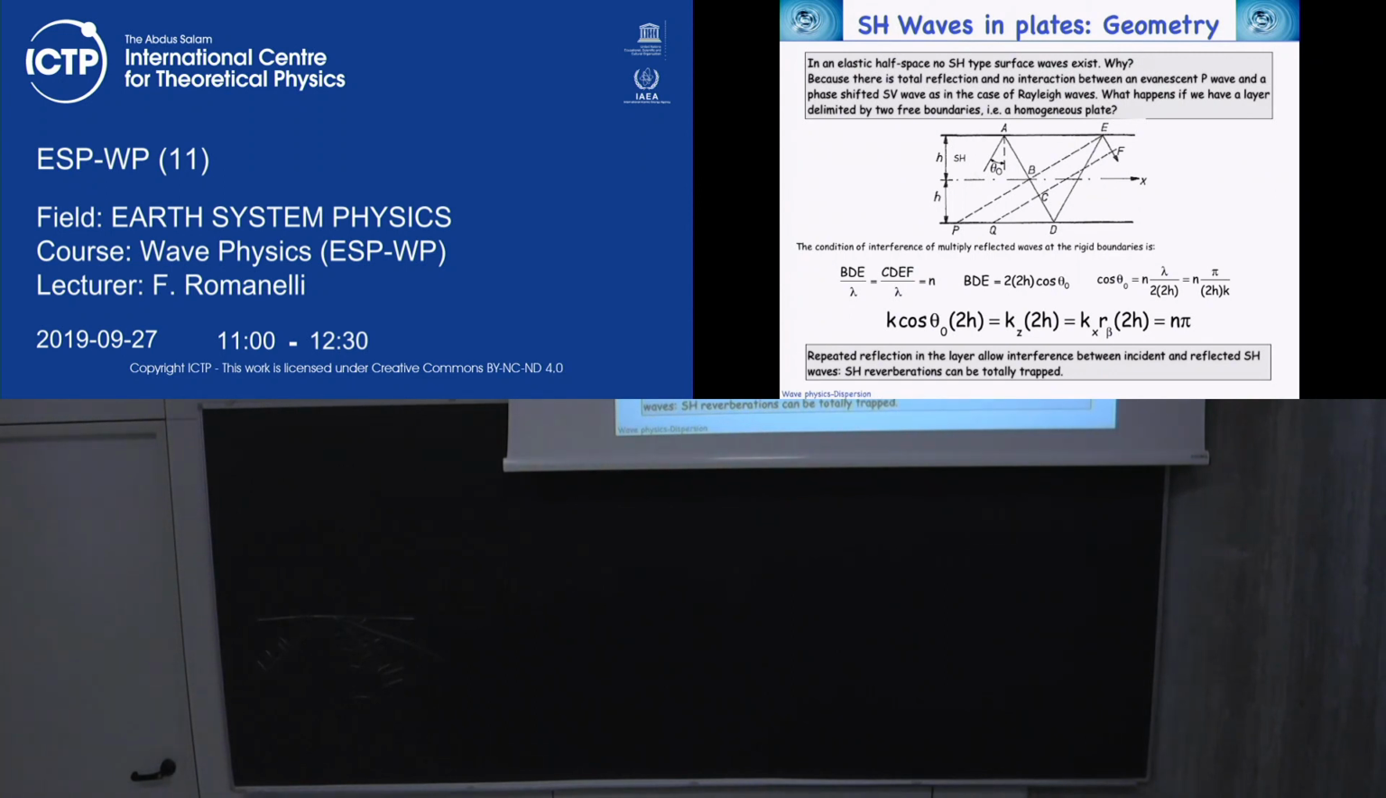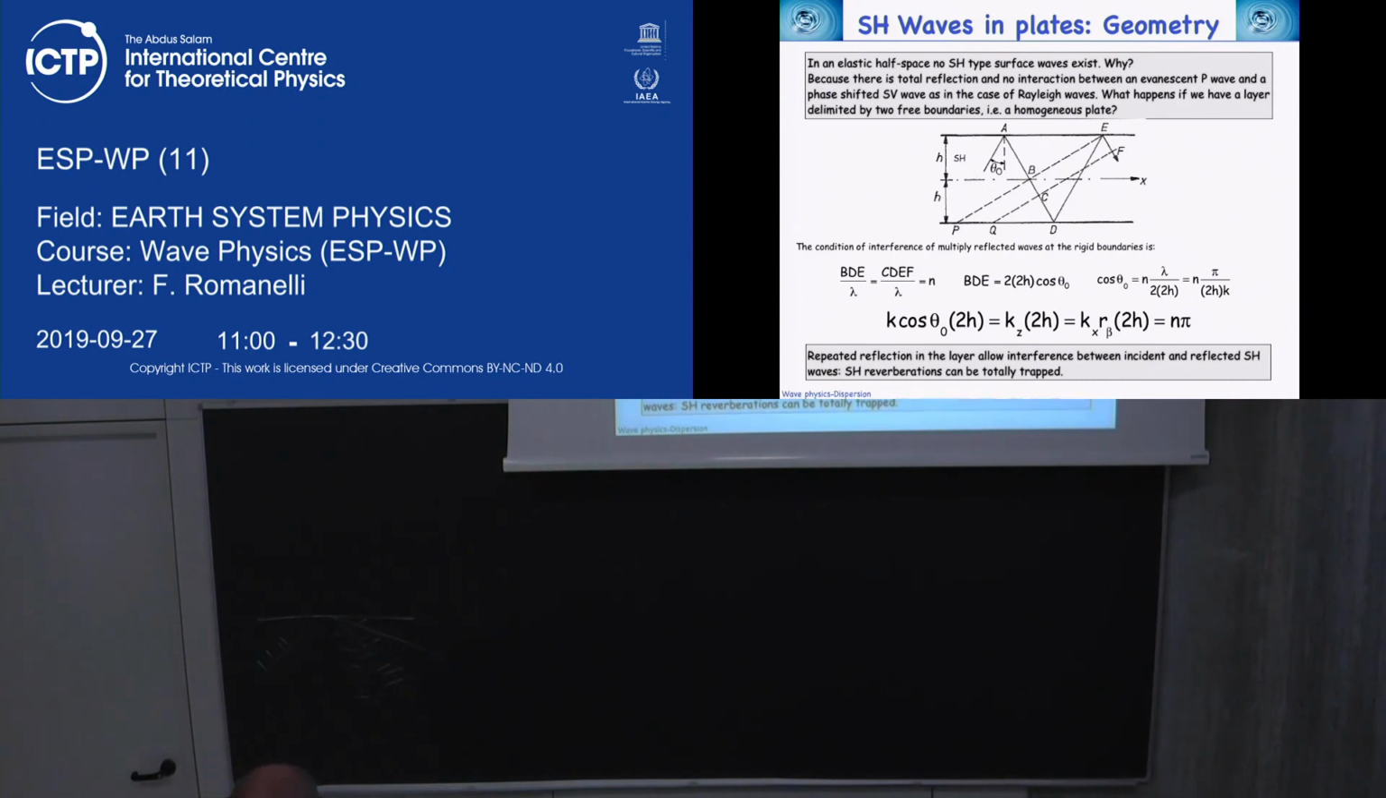Now, the idea here is, we have a plate with a given thickness. We're injecting a ray, so a wavefront here, that is bouncing up and down, like a ray. This is what we studied. Now, can we impose the condition that the multiply reflected waves can interfere with each other? Geometrically, what we have to say is that all the wavefronts, the wave fields that are propagating there, have to be in phase.